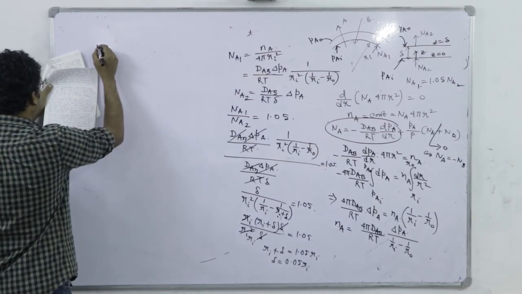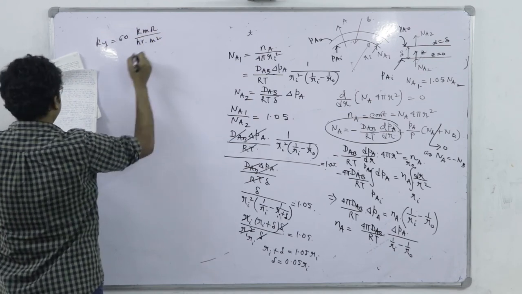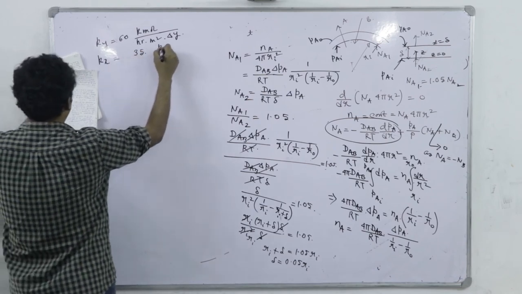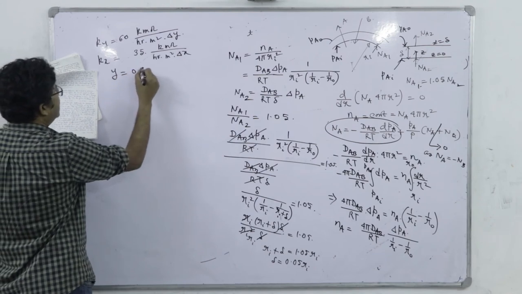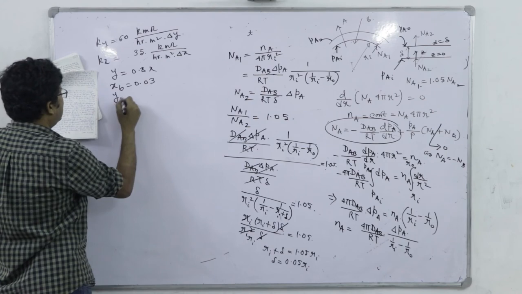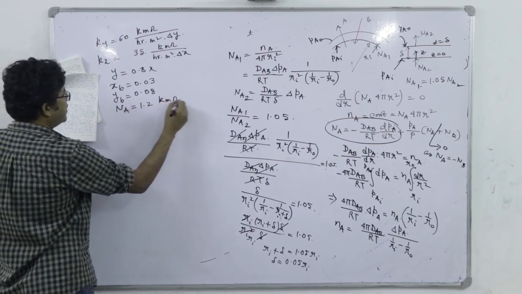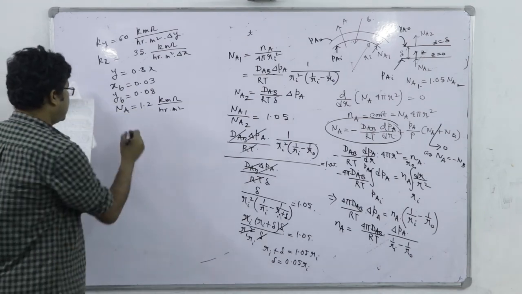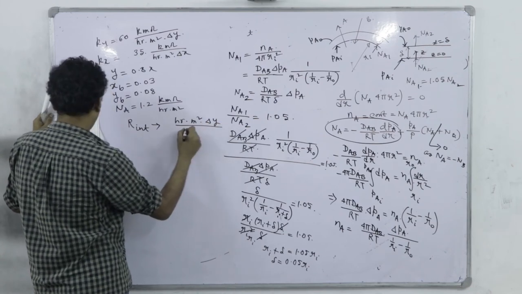Individual mass transfer coefficient for absorption of A in a solvent are Ky is equal to 60 kilomol per hour meter square delta Y, right? And Kx is equal to 35 kilomol per hour meter square delta X. The equilibrium relation Y is equal to 0.8x. At a particular section of this equipment, the bulk composition XB is equal to 0.03, YB is equal to 0.08. The local mass flux Na is 1.2 kilomole per hour meter square. Is there any interfacial resistance to mass transfer? If so, calculate R interface in hour meter square delta Y divided by kilomole.